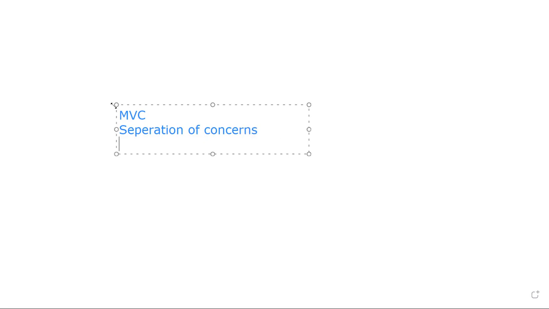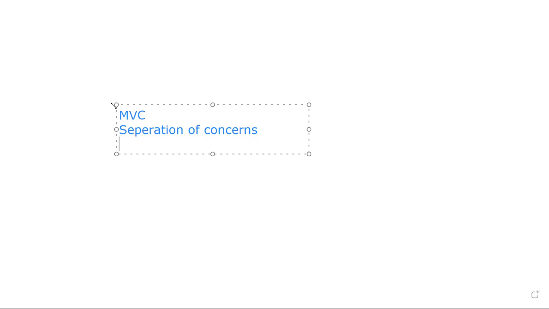In the previous session, we discussed what is MVC. MVC is a separation of concerns. Separation of concerns means we are separating the layers from one another.